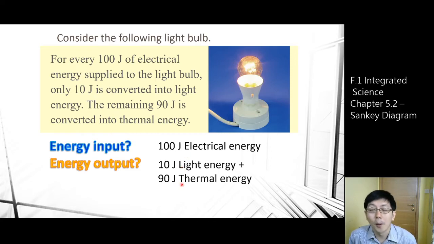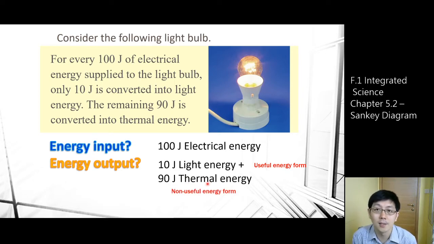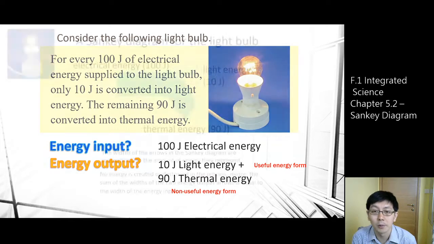Although we have two different kinds of output, for the use of the light bulb, only the light energy is a useful energy form. The 90 joule of thermal energy, they are non-useful energy form. It is a waste. We don't use the light bulb to get warm in this case. So how can we use a diagram to present this energy conversion and show how much energy is useful and not useful? The Sankey diagram will help us to illustrate these numbers.